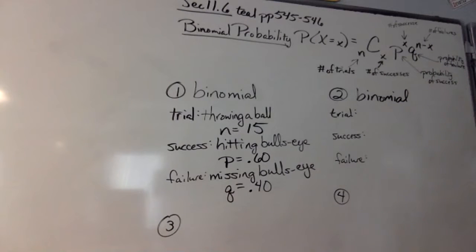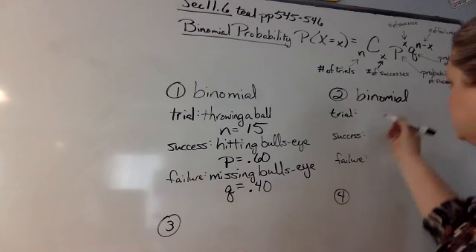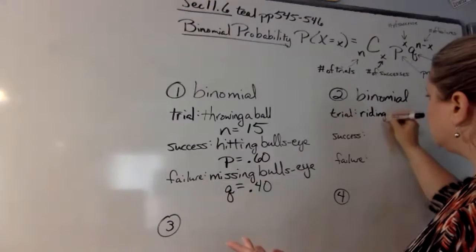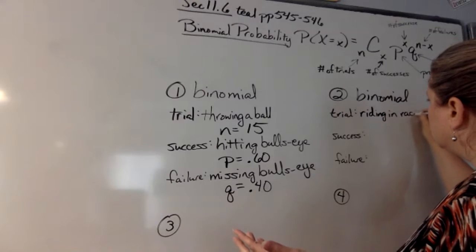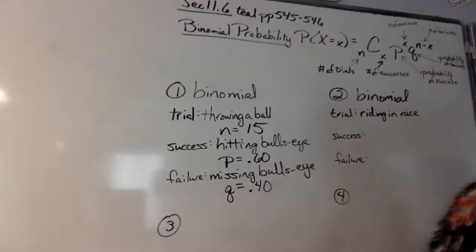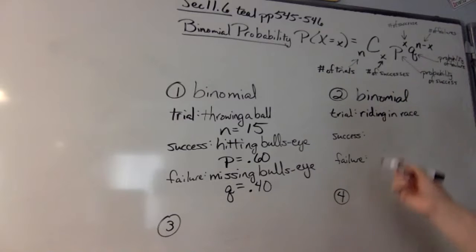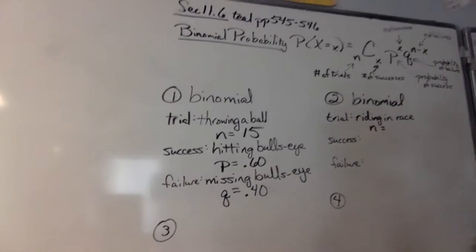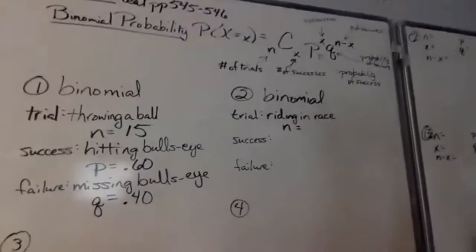Our trial is them racing around the block or whatever it is, right? Riding in the race. Okay, that's your trial: them riding in the race around the block. How many times did it say they were going to do that trial? 10 times. So that's our N is 10.